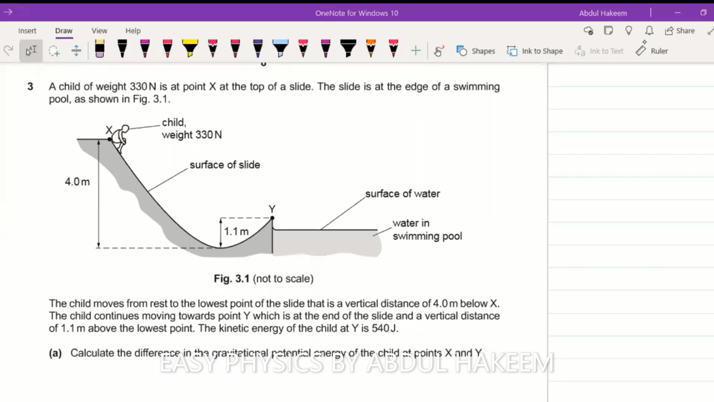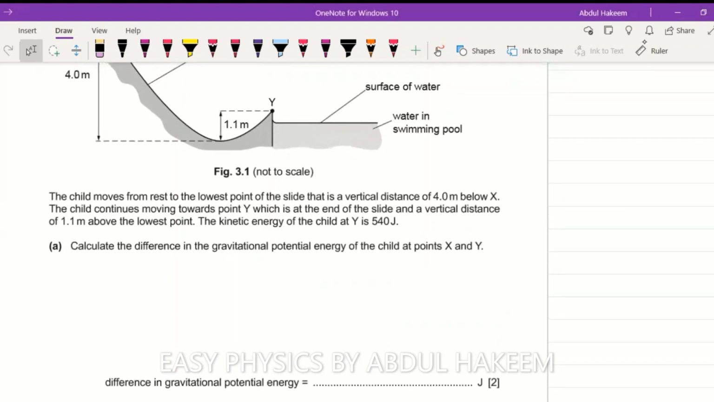Okay, the next question is, a child of weight 330 Newton is at the point X at the top of the slide. The slide is at the edge of the swimming pool as shown. The child moves from rest to the lowest point of the slide, a vertical distance 4 meters below X. The child continues moving towards the point Y, which is at the end of the slide, at a vertical distance of 1.1 above the lowest point. Kinetic energy of the child at Y is 540. Calculate the difference in the gravitational potential energy at the points X and Y.